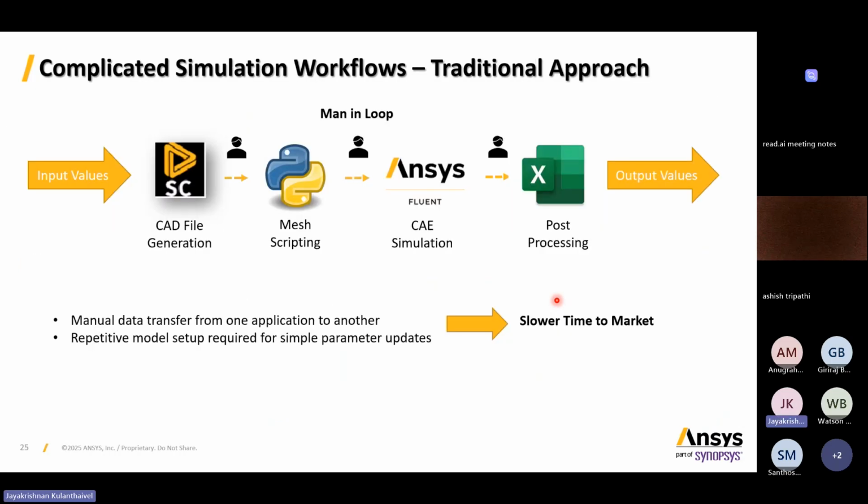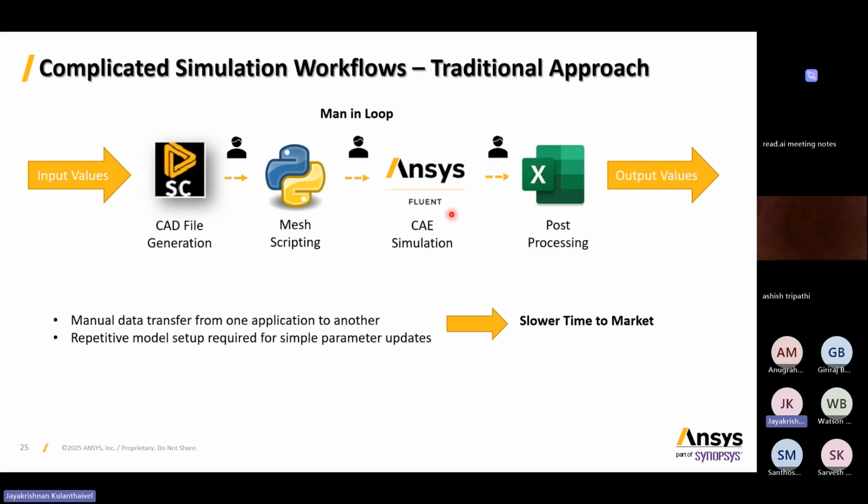So the conventional simulation workflow, let's say this is a traditional approach. You have input values, then a CAD file generation. The next thing you have to do is feed it to another tool, and there will be human involvement. He has to take the file and input it into the other tool, and then again there will be a man in the loop, and he has to feed it into Ansys Fluent. And then for post processing, again a man has to take the output and post process it. So this is the complicated conventional simulation workflow.